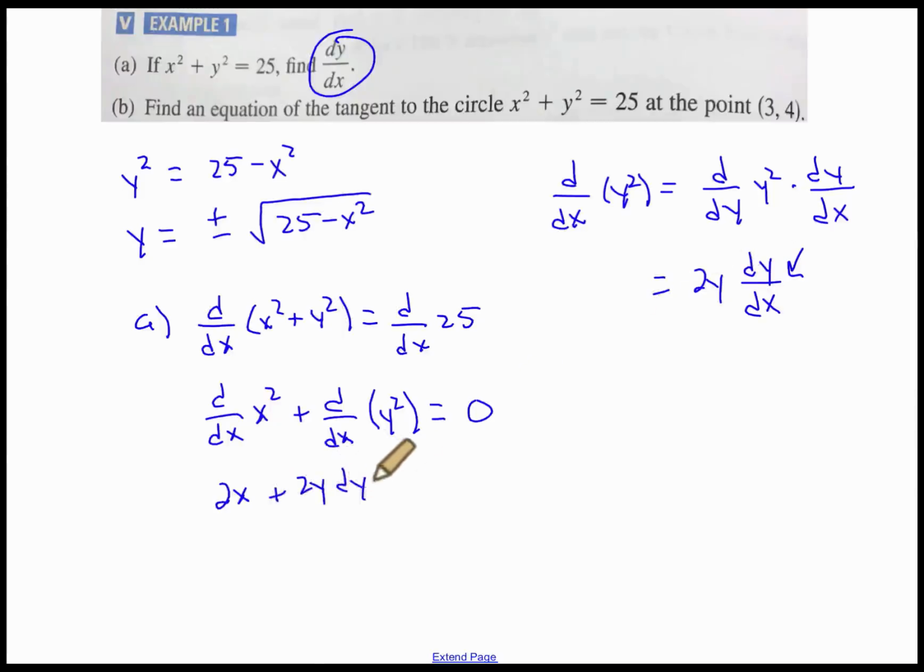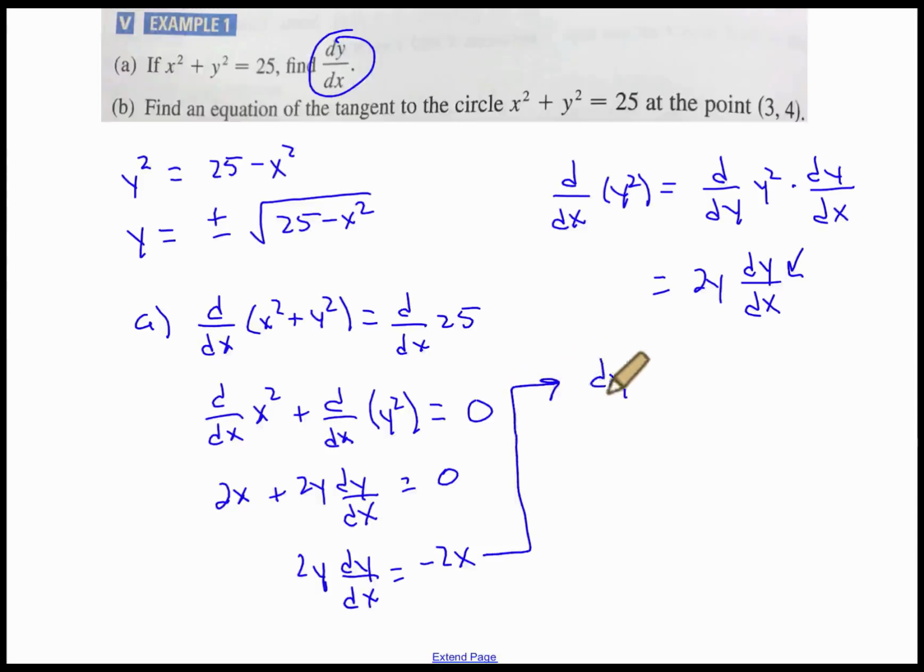2y dy/dx, which is equal to 0 still. Solving for dy/dx, we're going to subtract 2x from both sides, so we would have 2y dy/dx is equal to negative 2x. Divide both sides by 2y, and I get dy/dx is equal to negative x over y.